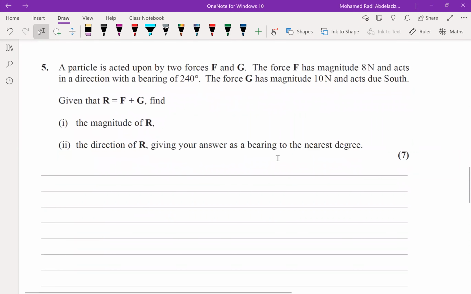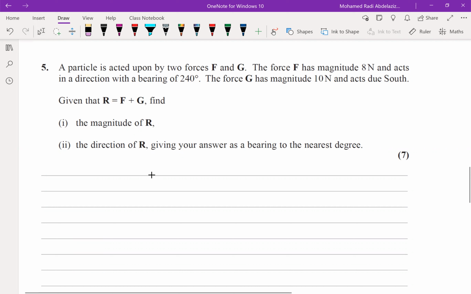A particle is acted on by two forces, F and G. The force F has magnitude 8 and acts in the direction with bearing 240. The force G has magnitude 10 and acts due south. Given that R is equal to F plus G, find the magnitude of R and find its direction.